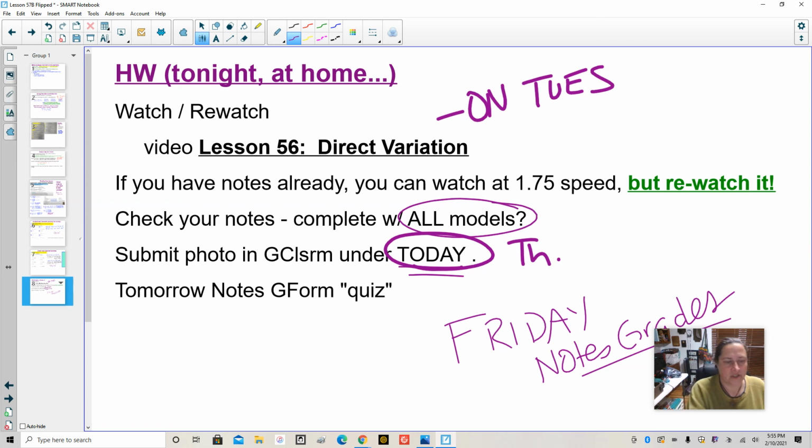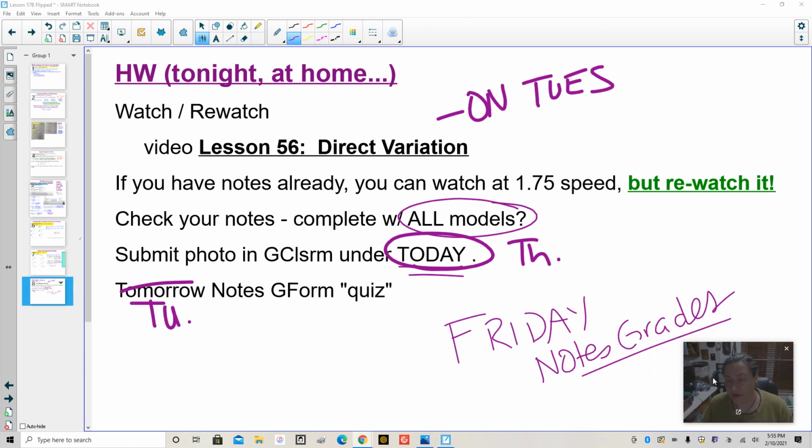And then remember, Tuesday, we will do a Google form quiz. And remember, I will be grading all of your notes on Friday. So make sure that the photos are in there for all of those lessons that we've been doing this past week when I've been out.